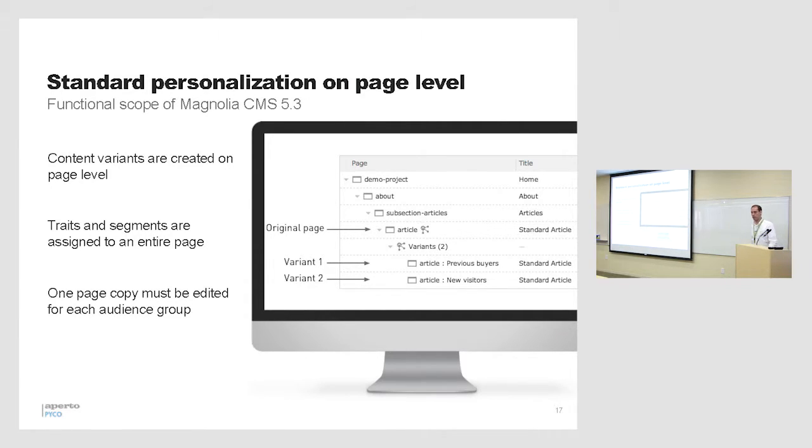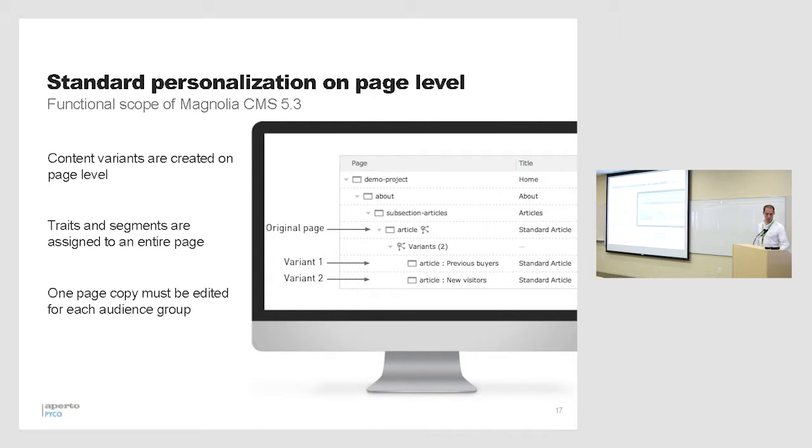So it means for an editor that you have duplicate content. If you have similar content on all these variants and you want to change it, you have to open all these pages and edit this content again and again. And also you can optimize only one page for one audience group. You cannot mix these targeting features.